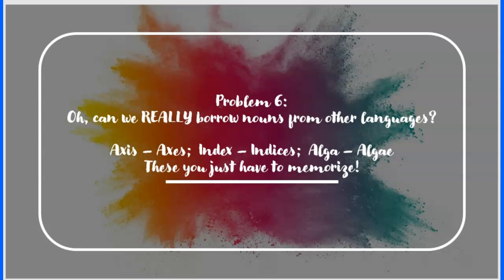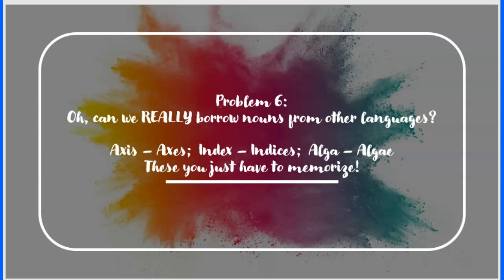And then finally, believe it or not, we borrow nouns from other languages. And so our plural spellings then are done according to their language laws. So axis goes to axes, index goes to indices, and algae goes to algae. I'm actually not sure how to pronounce that. But you'll see a little chart on page 112 that has a little box, and it's nouns with foreign plural endings. So, take a look at those, and those are the ones that trip you up on the test.